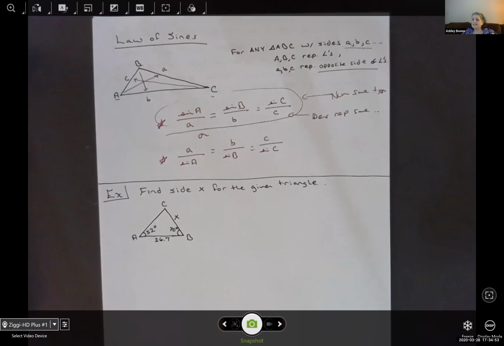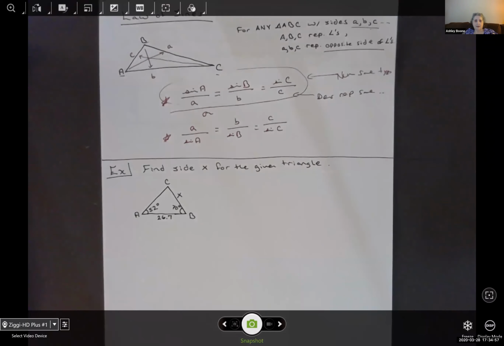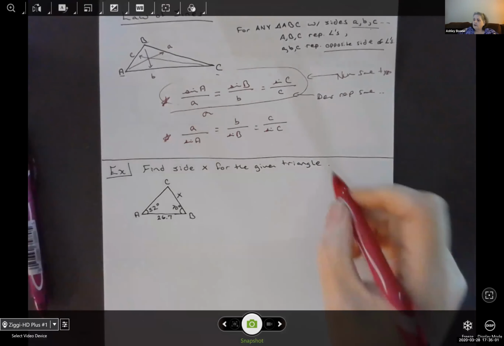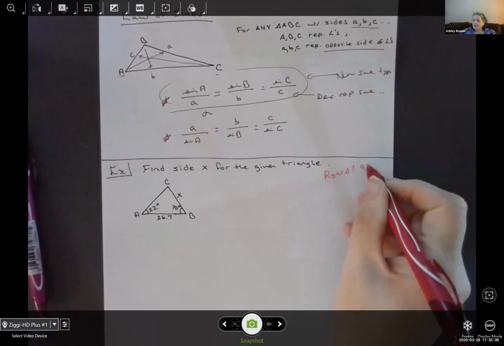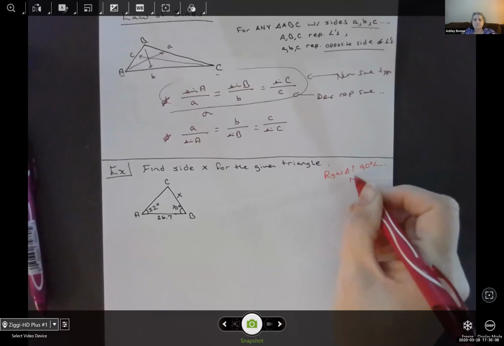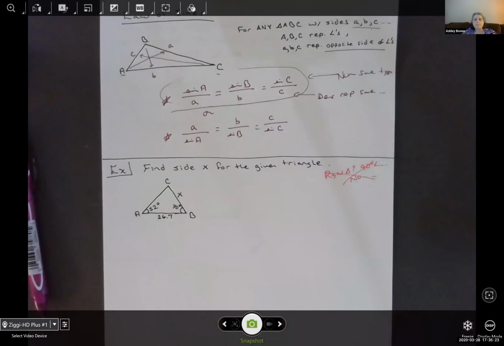We want to find side X for this given triangle. Now look at the information we have. Do we have a right triangle? That means that you have a 90-degree angle. No. We have a 70 degree here, a 52 degree here. We don't have a 90 degree angle. So we're not going to use what we had before, okay?